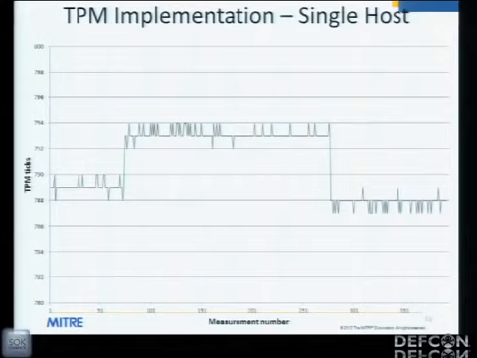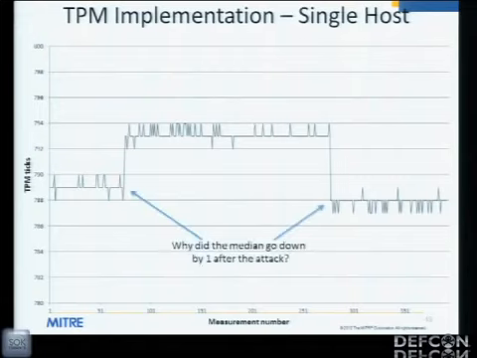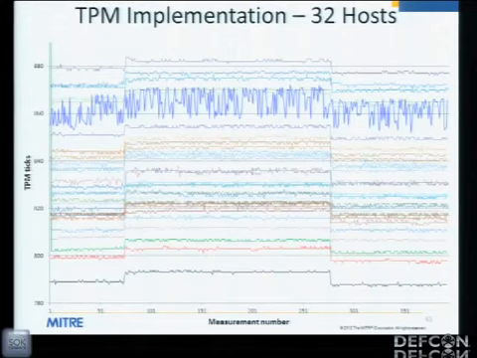All right, so here's that TPM implementation on a single host, and you can see it's much like the diagram I showed you before. The attack is installed in the middle, obviously, and we have a very distinguishable result: attack is installed, attack is not installed, so we can detect that. Notice down here on the right, the median goes down after the attack is installed, and we really have no idea why that's happening because there's a lot of mysterious things happening with the TPM that we don't understand.